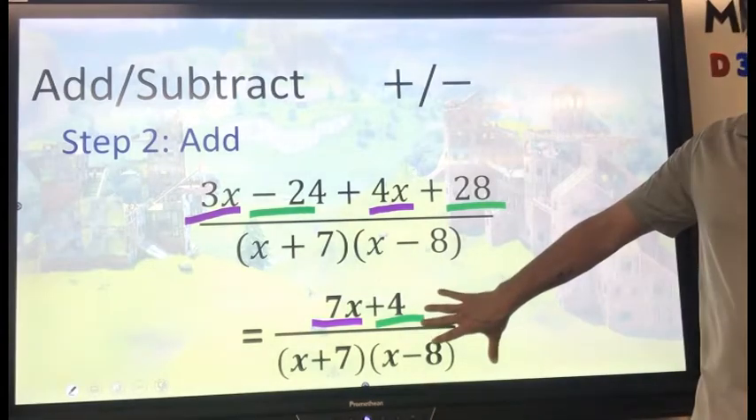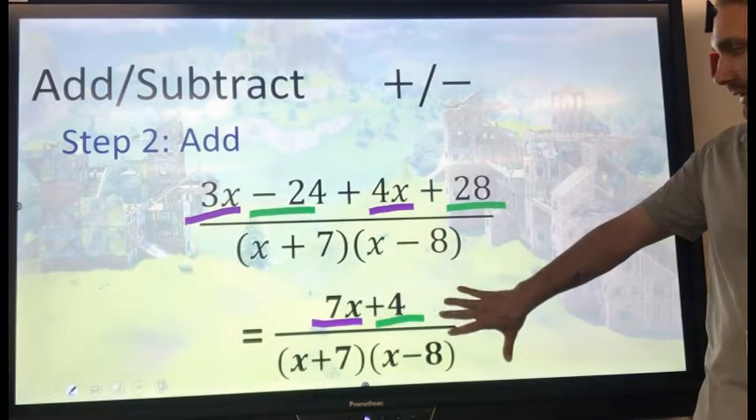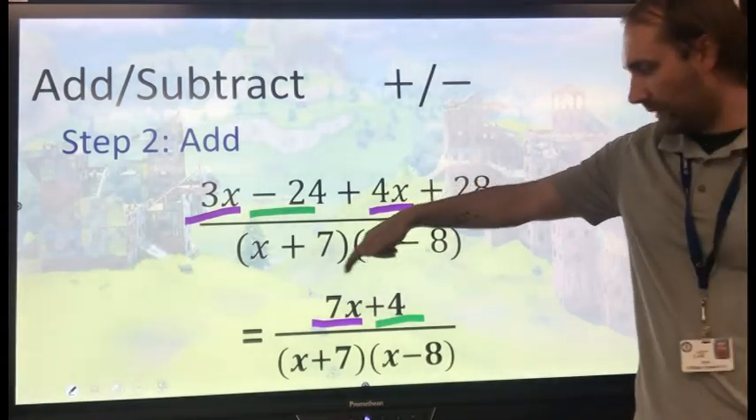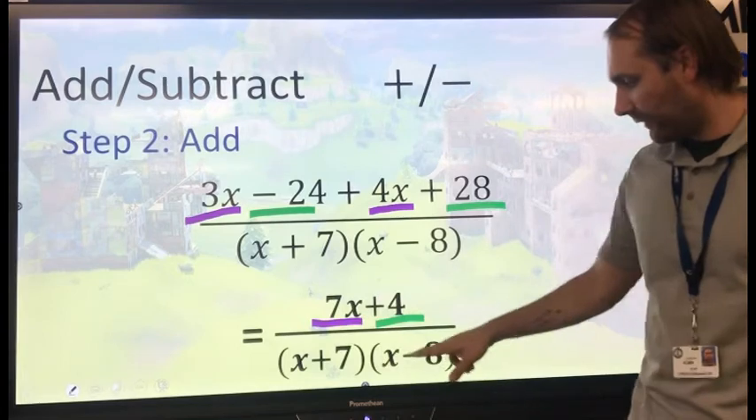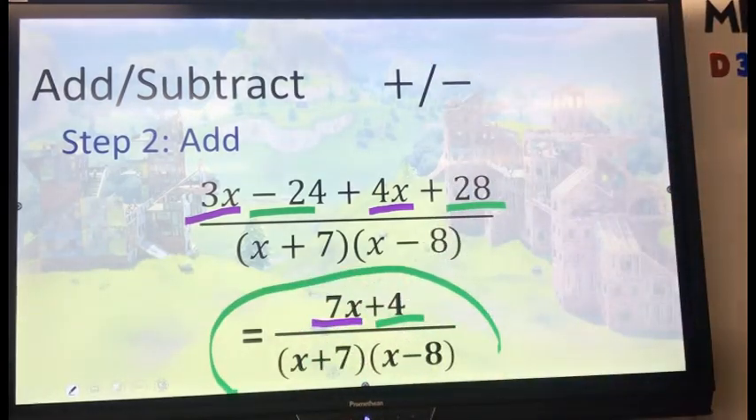Our last step with fractions is to do what? Simplify. Is there anything to distribute out between 7x and 4? No. And there's not another 7x plus 4 on the bottom, so there's nothing to simplify. That's your answer.